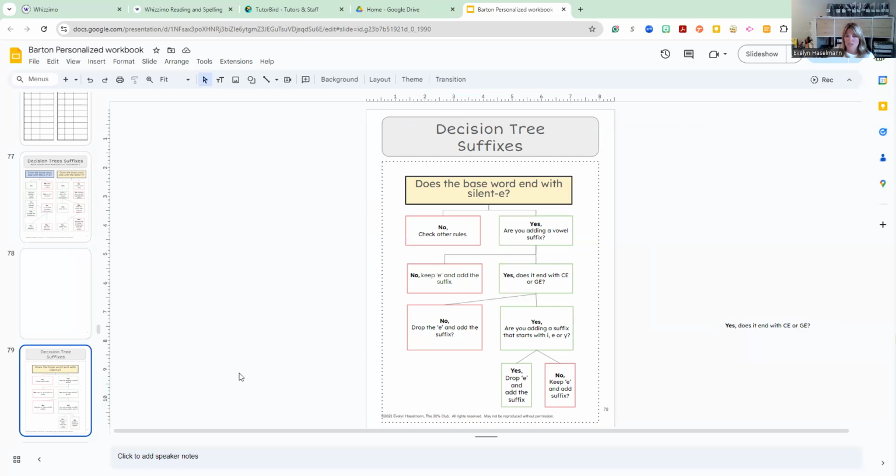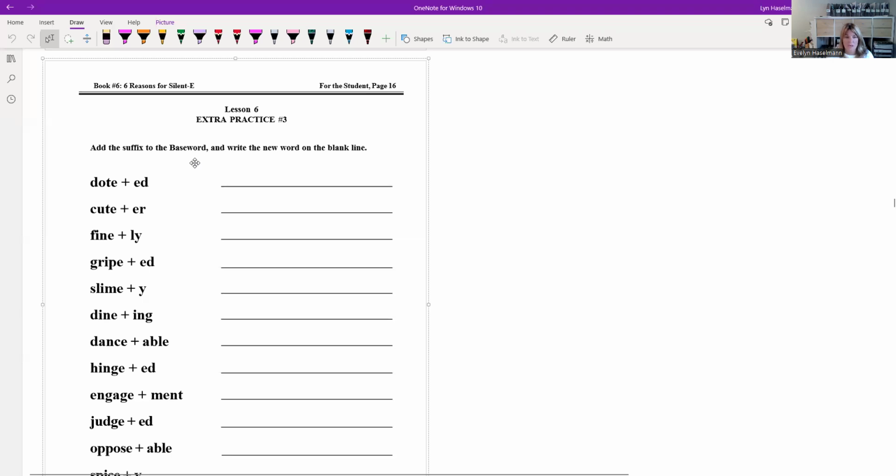Okay, so they definitely should have this guidance. They should have it sitting out in front of them when they're doing their work. They should be able to check and make sure that they're accurate when they're doing these exercises. Okay, so let's look at the exercises that we have for this book. Add a suffix to the base word and write a new word on the blank line.